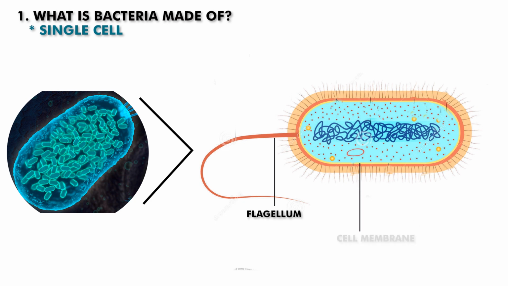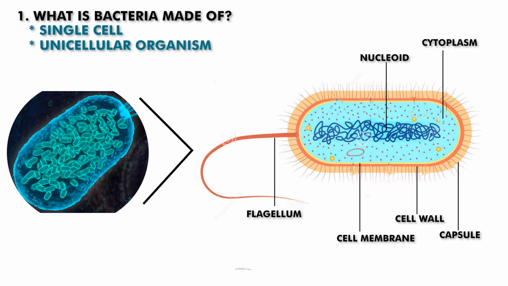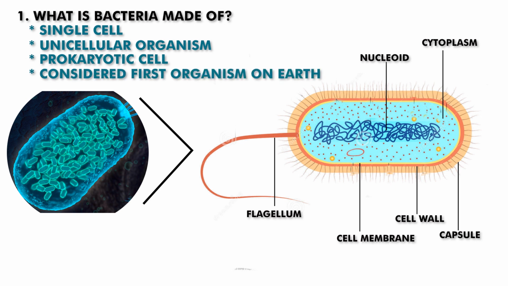Since bacteria is made from a single cell, it is called a unicellular organism. The nucleus of the bacteria cell and other organelles are not bound by any membrane, and thus the bacteria cell is a prokaryotic cell. Bacteria are considered as the first organisms to live on the earth, and every other organism evolved from it.